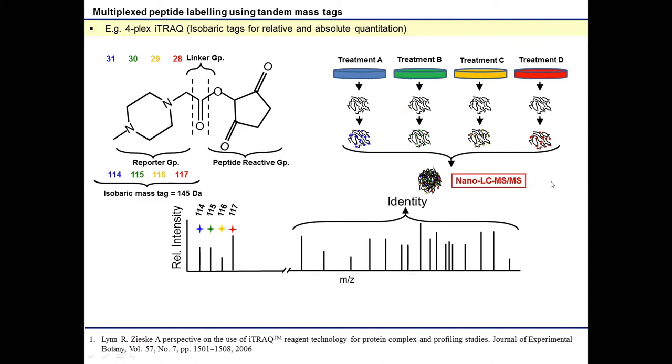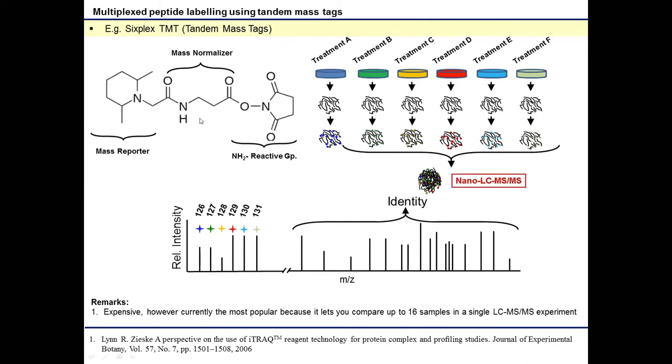So this clever idea basically lets you compare up to 8 samples currently. A very similar linker called tandem mass tags, TMT, currently lets you do the exact same experiment and compare up to 16 different samples.